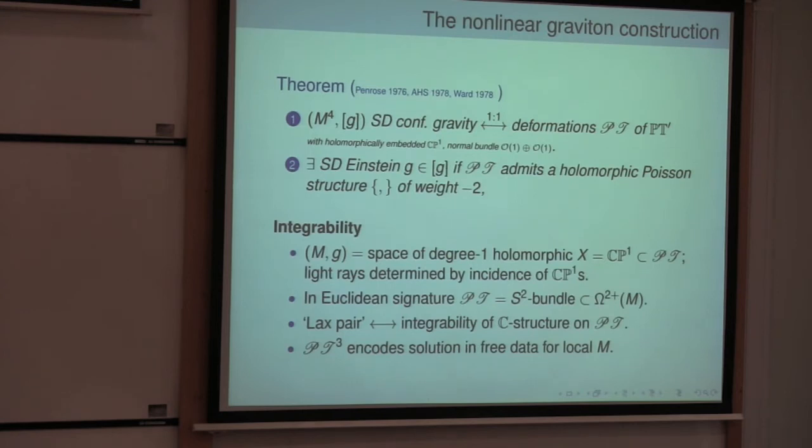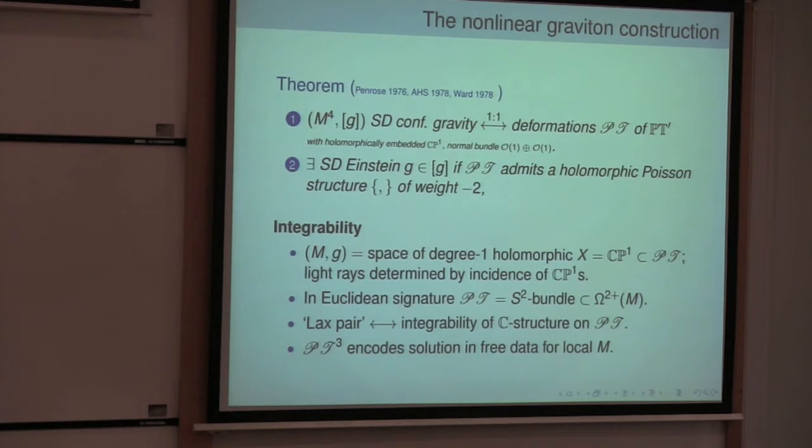What Roger Penrose imagined back in 1976, really stimulated by Ted Newman, was this: you have this correspondence between twistor space and space-time. What happens if you deform the complex structure on twistor space? The answer is that if you deform the complex structure, these holomorphic Riemann spheres in twistor space still exist. They survive the deformation, and they still exist in a four-parameter family.